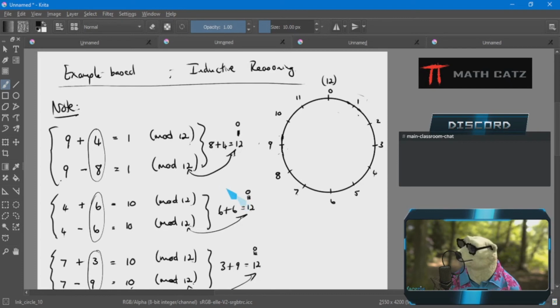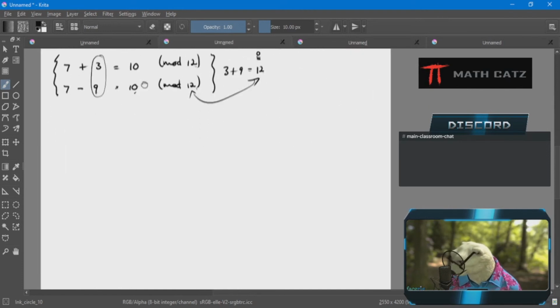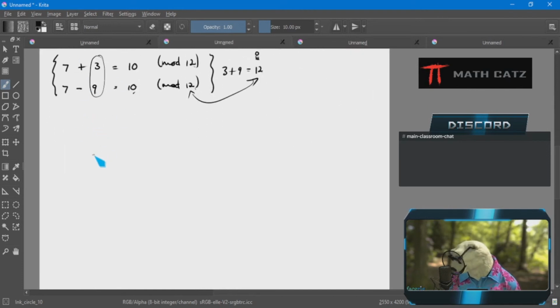So now I know that these guys are additive inverses of each other when I look at this first example. That this now means that if I add by a number, I subtract by its additive inverse, and the result is the same. The result is the same. So let's just take this guy. Now, actually, let's take the bottom guy. It doesn't matter. Doesn't really matter which one I'm working with. This one I see already. So elaborating on this, I can take, 7 plus 3 equals 10 mod 12. 7 minus 9 equals 10.